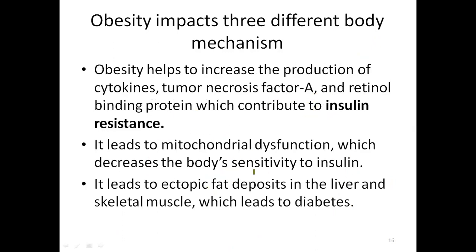Now, as I have told you, more deposition of fat in the body increases the production of what are known as cytokines, tumor necrosis factor alpha, and retinol binding proteins. All this results in insulin resistance, one of the causes of diabetes mellitus. The body loses its sensitivity to insulin. As a result, there is a chance of the person getting diabetes mellitus, and this also results in deposition of fat in tissues other than adipose tissue, like the liver and skeletal muscles, which is a major cause of diabetes.